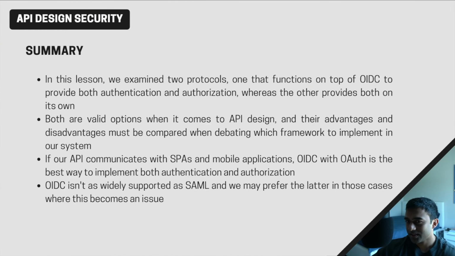So, to summarize all this, in this lesson, we examined two protocols, one that functions on top of OpenID Connect to provide both authentication and authorization, whereas the other provides both on its own. Both are valid options when it comes to API design, and their advantages and disadvantages must be compared when debating which framework to implement in our system. If our API communicates with SPAs and mobile applications, OpenID Connect with OAuth is the best way to implement both authentication and authorization. OpenID Connect isn't as widely supported as SAML, and we may prefer the latter in those cases where this becomes an issue.